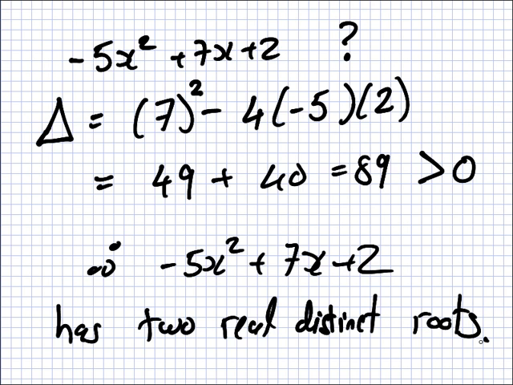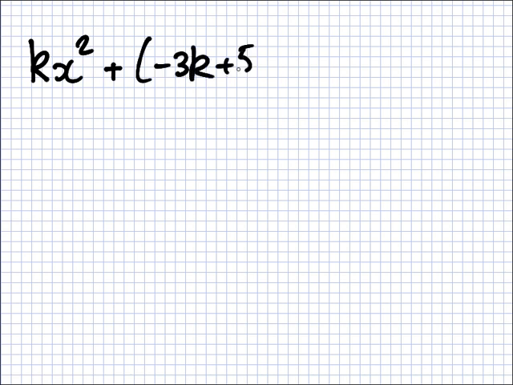Okay. Let's have a look at a harder one now. Let's pick a tricky one. So the idea is the same. How many real distinct roots does the following have? kx squared plus minus 3k plus 5 x plus 2k minus 8.